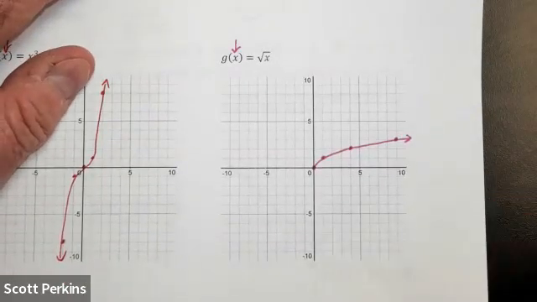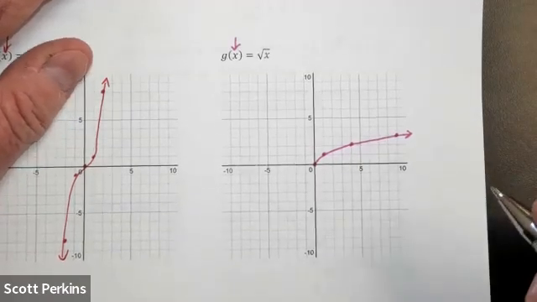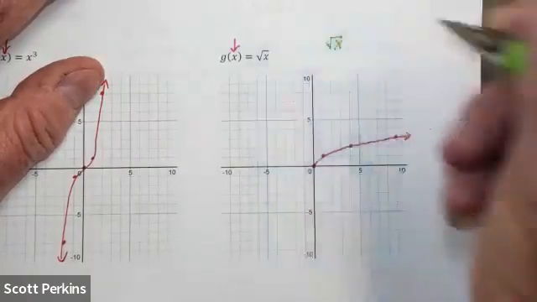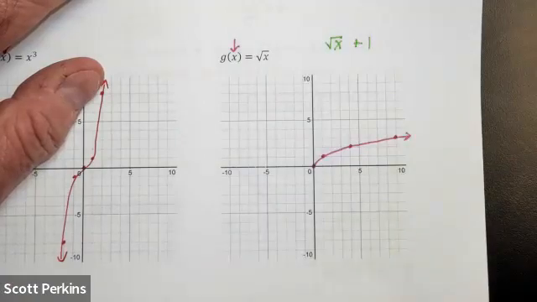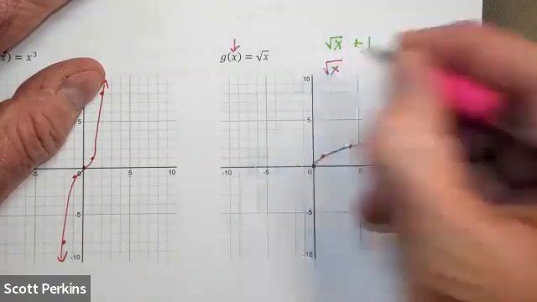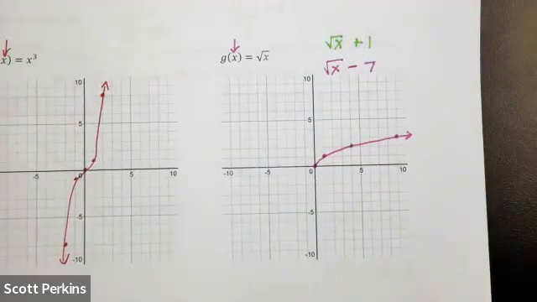I want you to please graph for me these 2 things, and you can do it all on the same grid. I would like you to do the square root of x, and then outside of the square root, we've got +1. And then I would like you to go back and do the square root of x, and let's go -7. Again, those are both outside the square root.